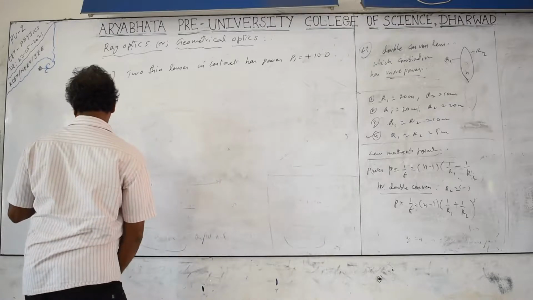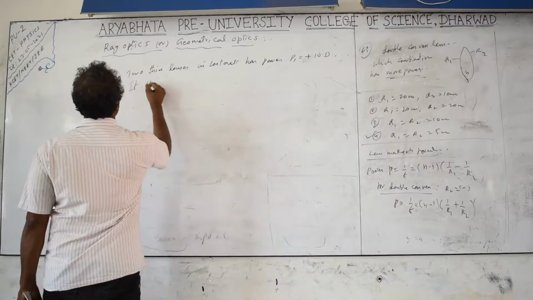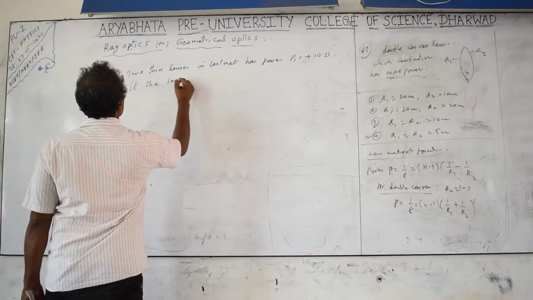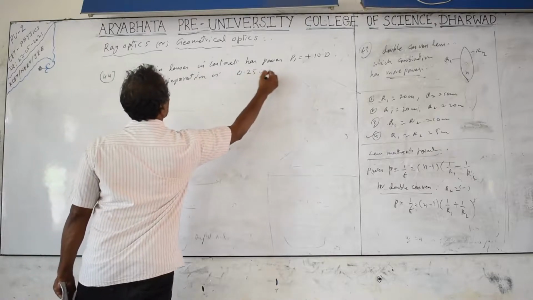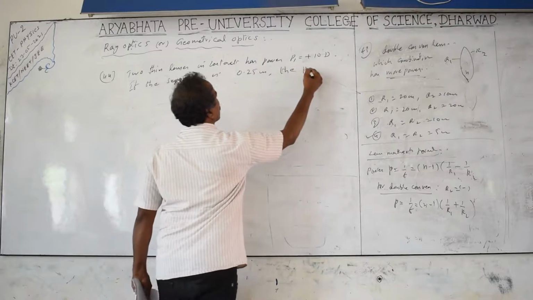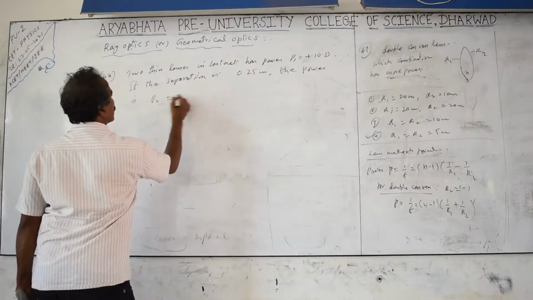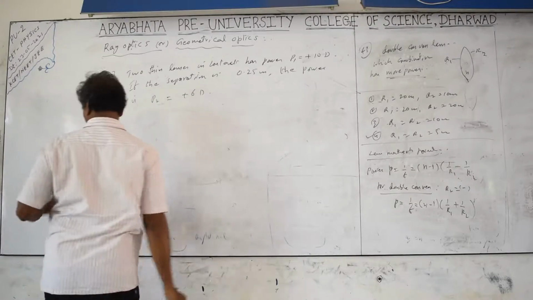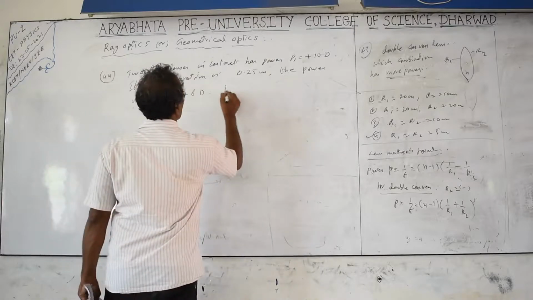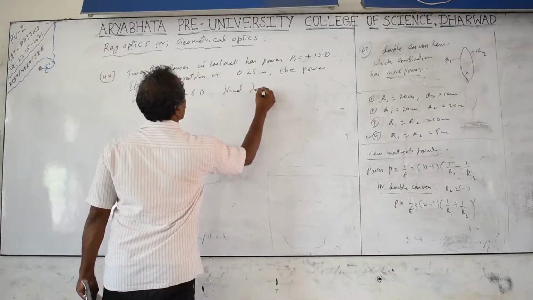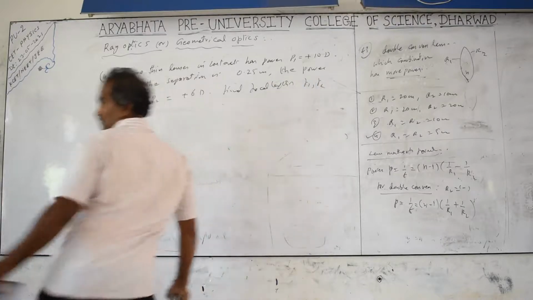When they are 0.25 meters apart, the power is plus 6 diopters. If the separation is 0.25 meters, the power P2 is equal to plus 6 diopters. Find the focal lengths F1 and F2.